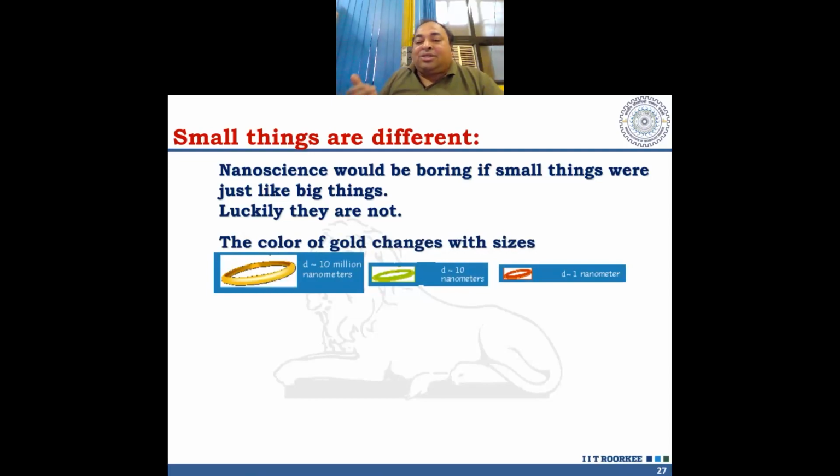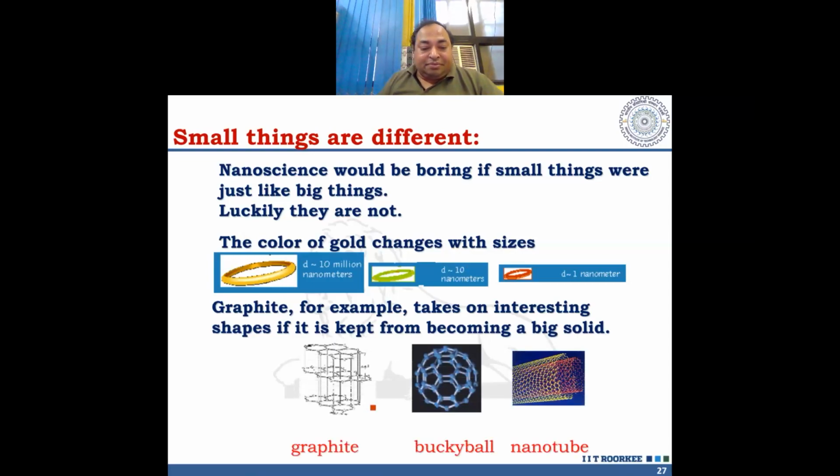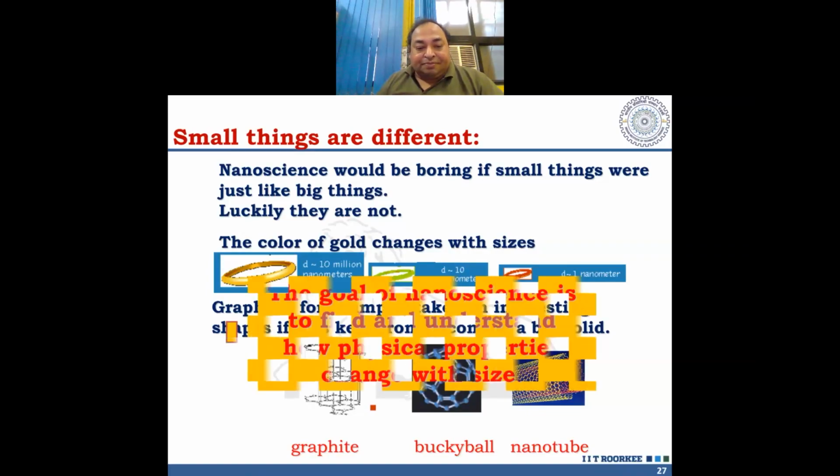The color of gold changes with size. When you see 10 million nanometer, you see the normal gold. When you see 10 nanometer, you see a different color, different properties. When you see 1 nanometer, it's again different. Graphite, for example, takes on interesting shapes if it is kept from becoming a big solid. Graphite, buckyball, nanotube: different interesting shapes and properties.